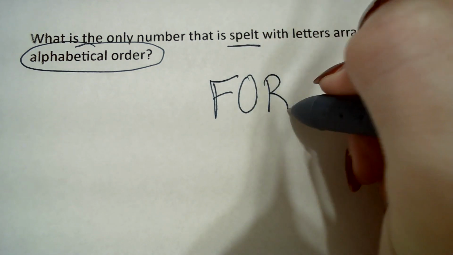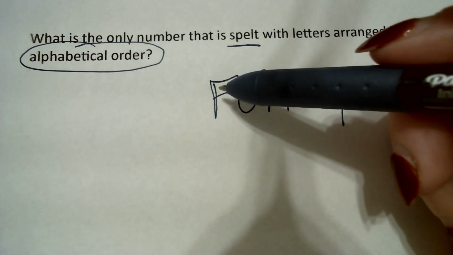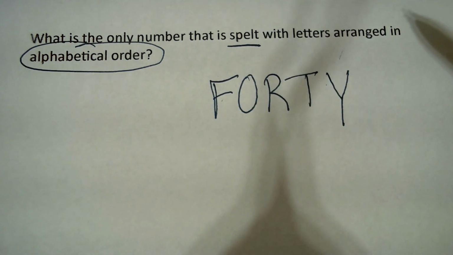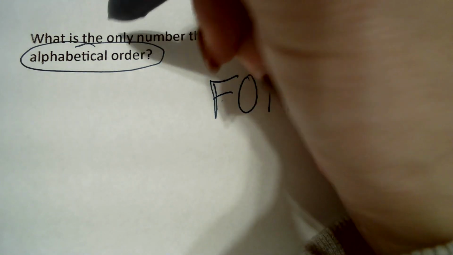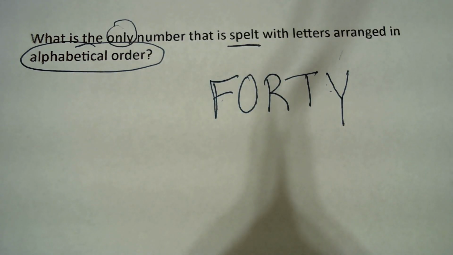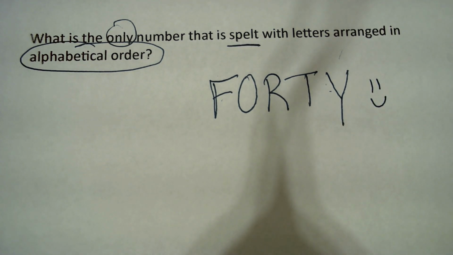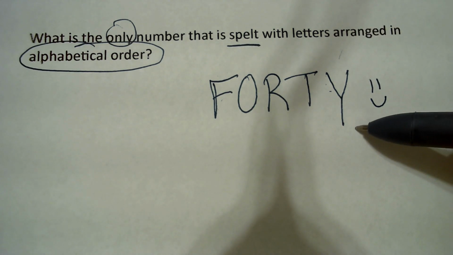Well, that would be 40. F-O-R-T-Y. If you say your alphabet, you're going to come across each of these letters in this order. But surprisingly, out of the infinite number of numbers in the universe, this is the only one that is spelt in alpha order. So that's pretty cool. Fun math fact. And now when you see this trivia question on the quiz for a bonus point, you have a heads up, you know the answer.